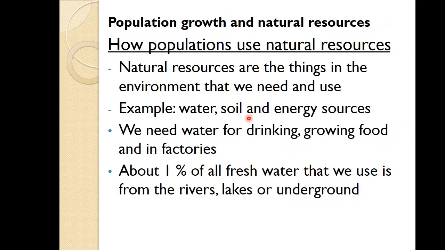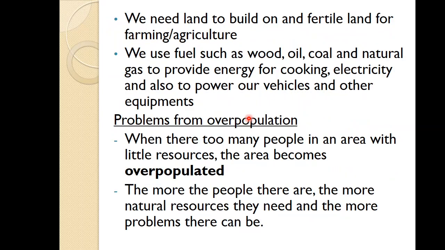The recycled water. We need land to build on and fertile land for farming or agriculture. That means grazing animals and growing crops. And we use fuels such as wood from the trees, oil underground, coal, and natural gas to provide energy for cooking, electricity, and also to power our vehicles and other equipment. Problems from overpopulation.